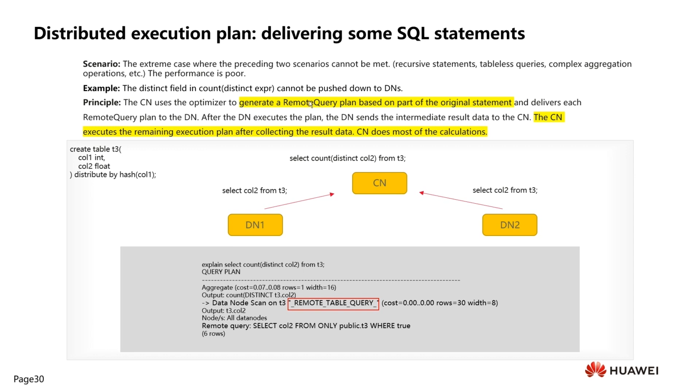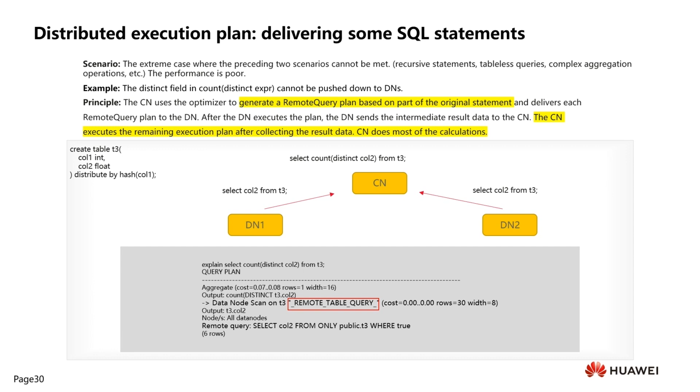The CN uses the optimizer to generate a remote query plan based on part of the original statements and delivers each remote query plan to the DN. After the DN executes the plan, the DN sends the intermediate result data back to the CN, and the CN executes the remaining execution plan after collecting the result data. The CN does most of the calculations.